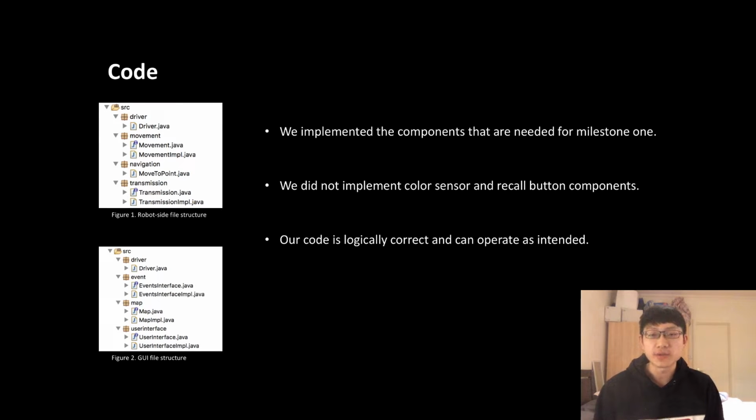Firstly, let's look at the code. We have finished the components that are needed for milestone 1. Those components are logically correct and can perform intended operations. However, we did not implement all components in our design, because some components such as color sensor and record buttons are for the next milestone.